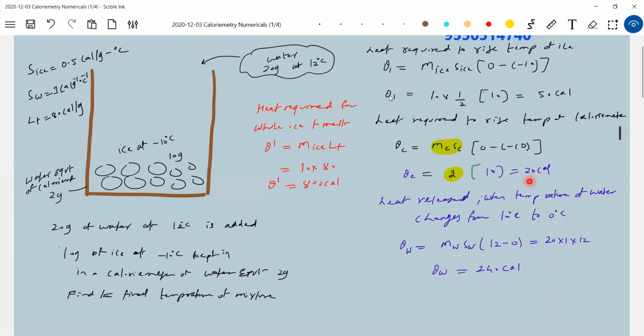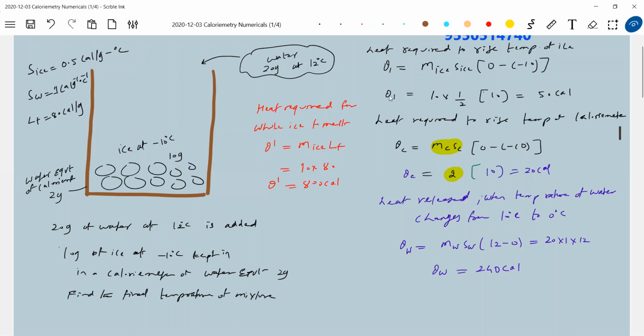170 calories is left over. So that 170 calories, what will happen? That 170 calories is utilized to melt the ice. So will all the ice melt? The answer is no. For all the ice to melt, how much heat is needed? 800 calories are needed.